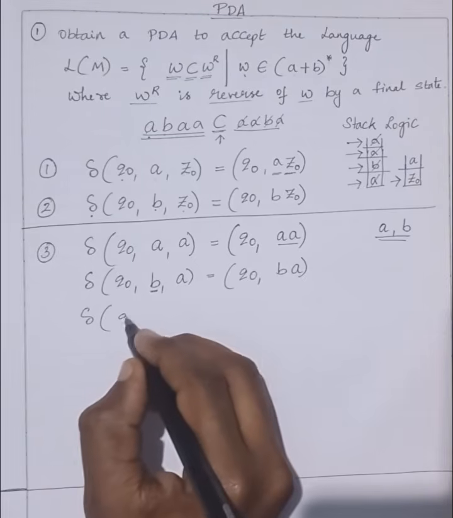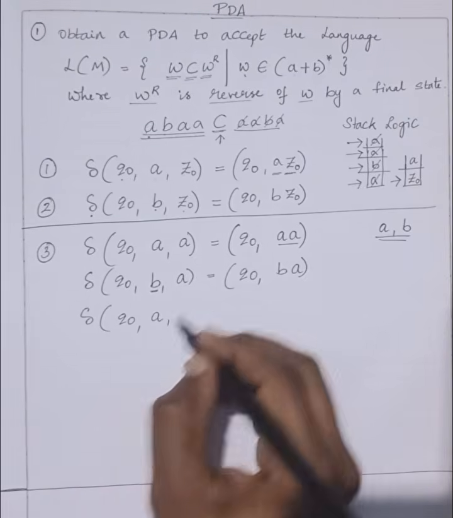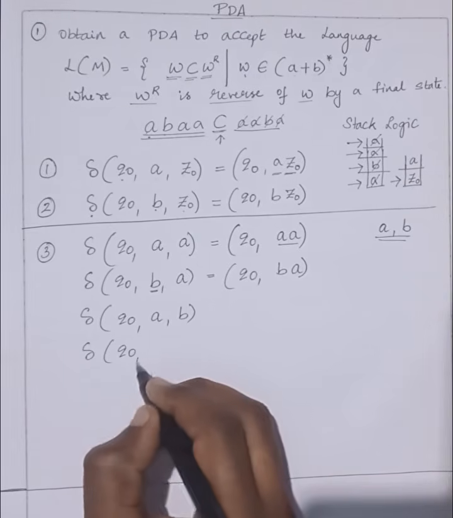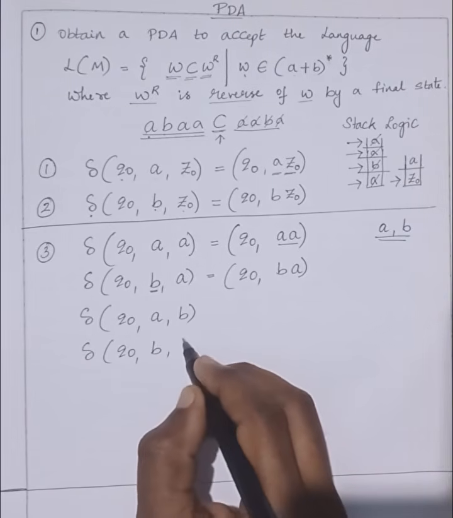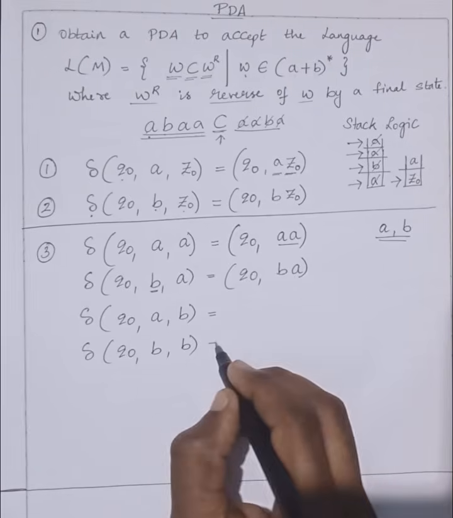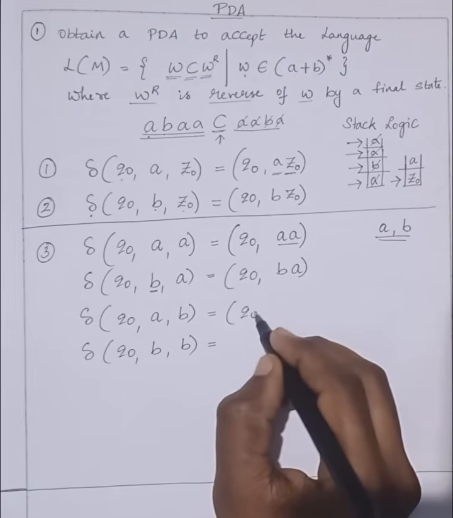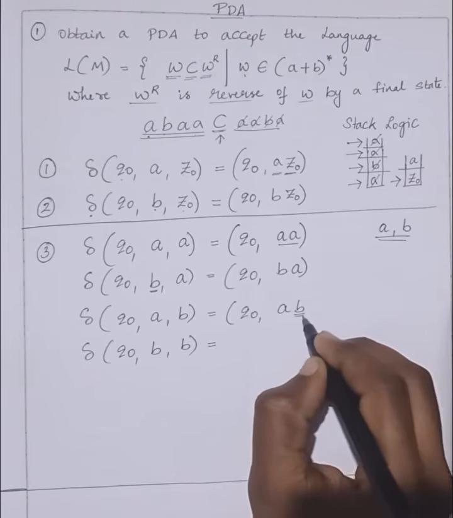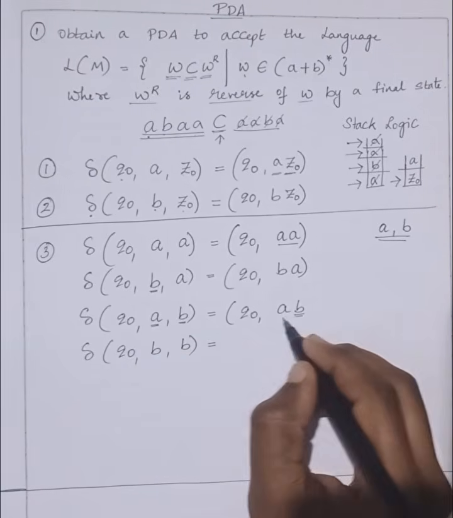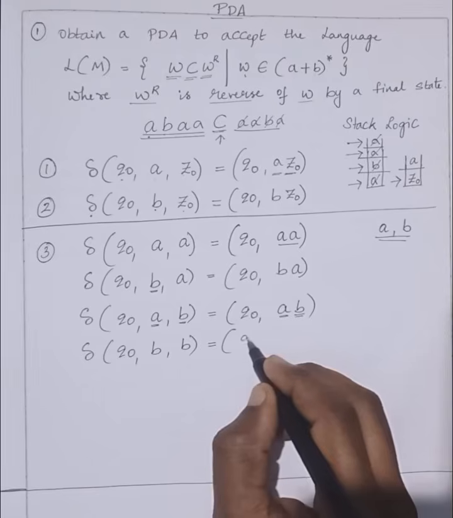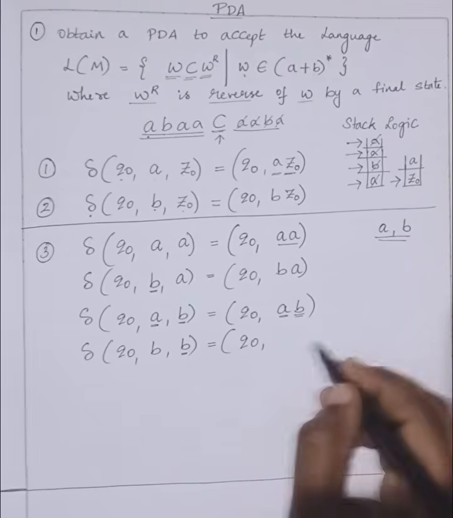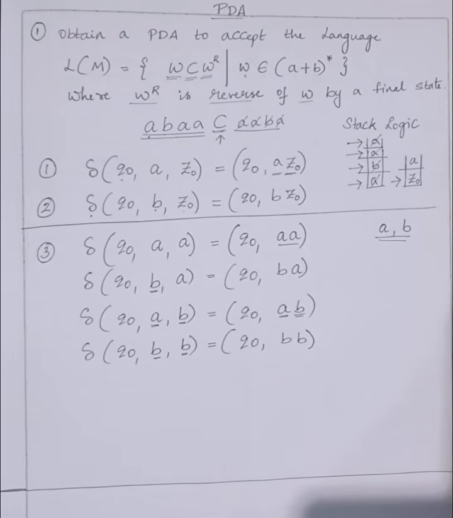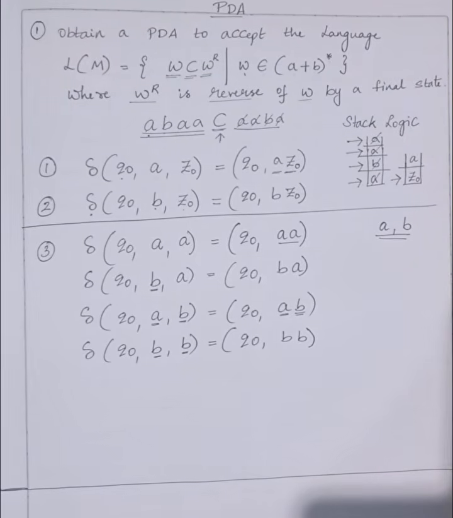Again we'll see the next combination, that is Q naught on A and our top of the stack is B. Same logic, we'll write one more transition also. Q naught on B, already our top of the stack is B. So then also we'll be in the same Q naught state and we are going to push the new input. Already B was the top of the stack, we are pushing our new input A, so it becomes AB. Same way, Q naught, already B was on the top of the stack and we are pushing a new B, so it becomes BB. Okay, so this is the second set of combinations.